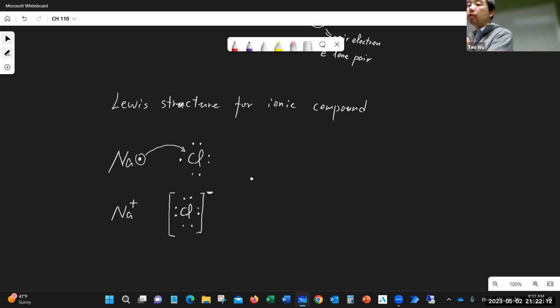And why does sodium not have to have a bracket? Well, are there any dots around it? No, right? There are no dots around the sodium, so you don't have to write a bracket. But if there are dots around it, then you need a bracket to separate the charge and the dots. Are you clear? Okay.